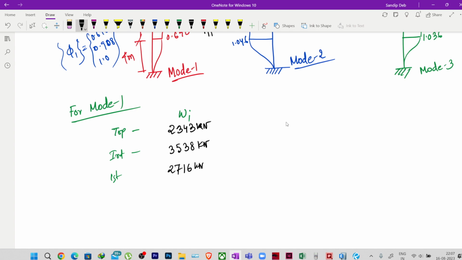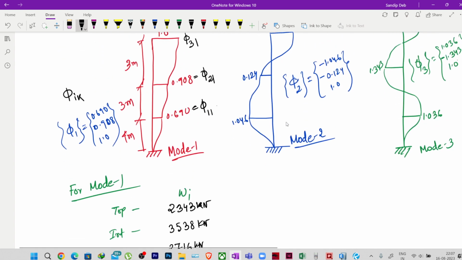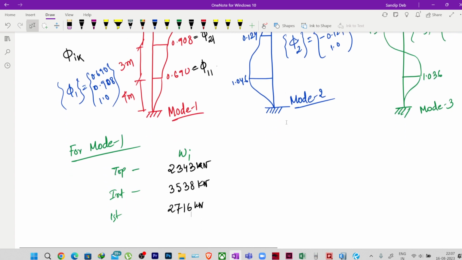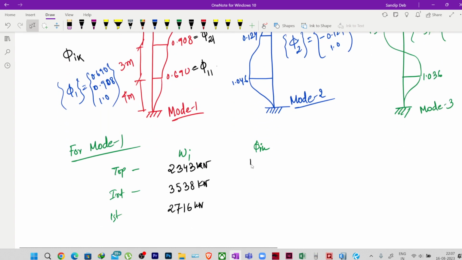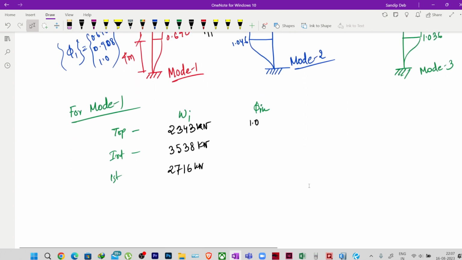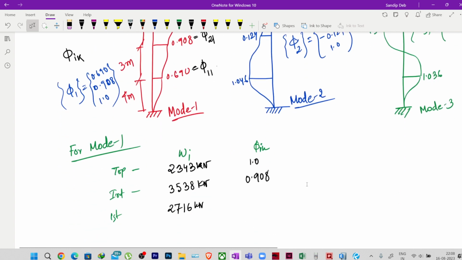Now phi ik for the first mode I know, correct? So I can simply write it here. Sorry, let me take it in green only. Phi ik: for the first mode, for the top story, what is the value? It is 1.0. For the next story, it is 0.908. And for the next story, or the first floor, it is 0.690.